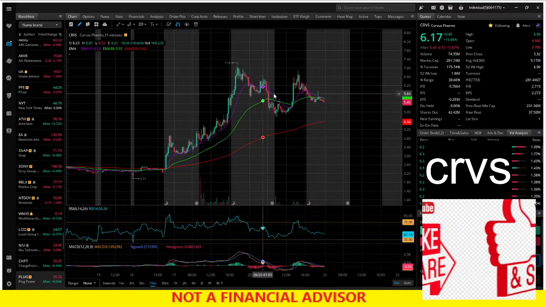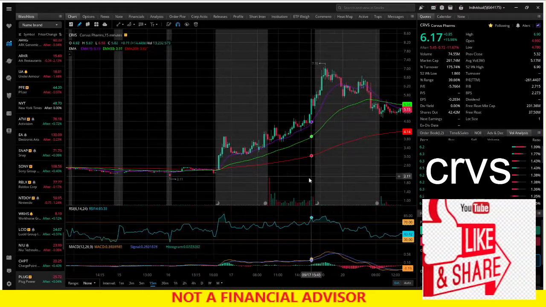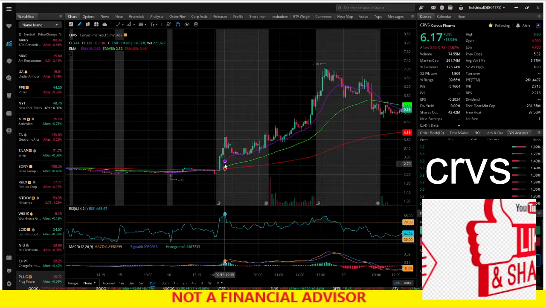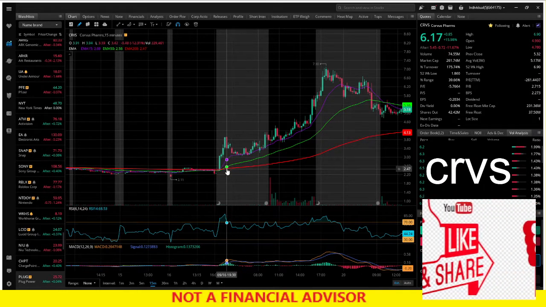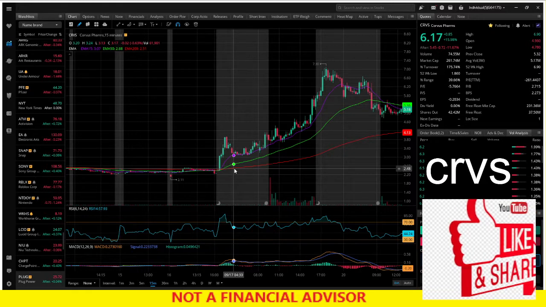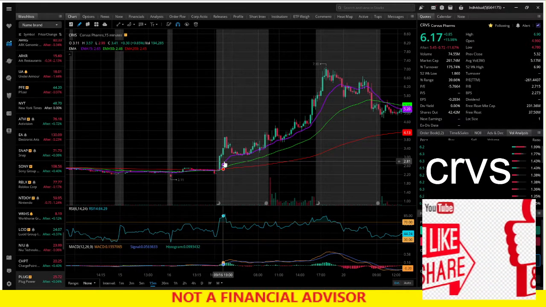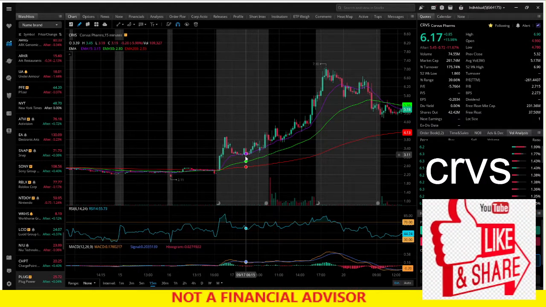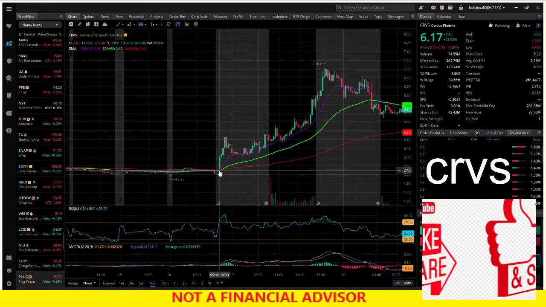So this is CRVS. If we look right here, we see we have the 15 purple crossing over the 50. And with this one, we're up above the 200 too already. So the price is up above the 200, which is bullish. And we have that 15-50 cross. So on this one, I used the Fibonacci retracement.